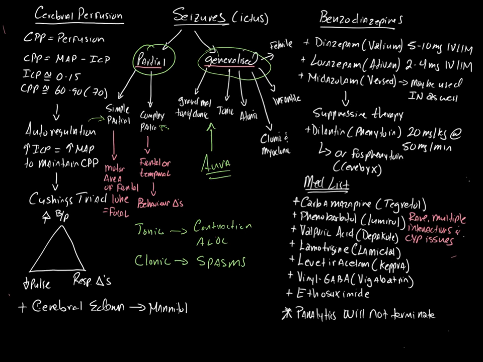And then suppressive therapy. Once we get the seizure under control, we'll give medications to prevent seizures from occurring. And the two big ones are Dilantin, also known as phenytoin. We generally load them with 20 milligrams per kilogram, and then we'll run that infusion at about 50 milligrams a minute.